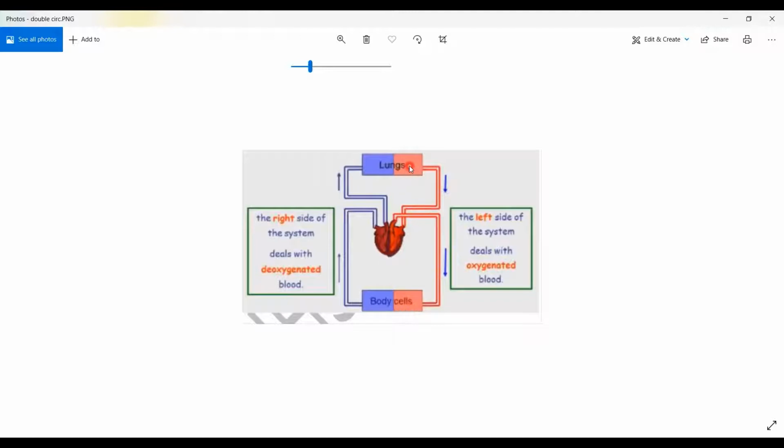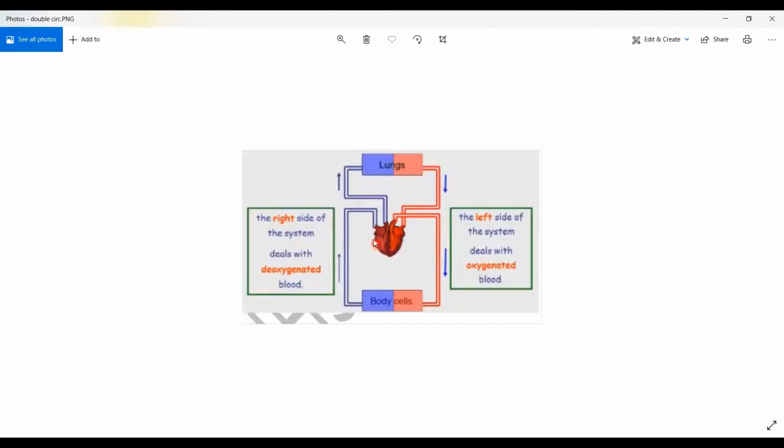So blood is coming from the lungs, carrying oxygen. It's going to enter the left side of the heart. This is the left side of the heart. You're going to say, no, this is the right. No, this is the left, and this is the right.